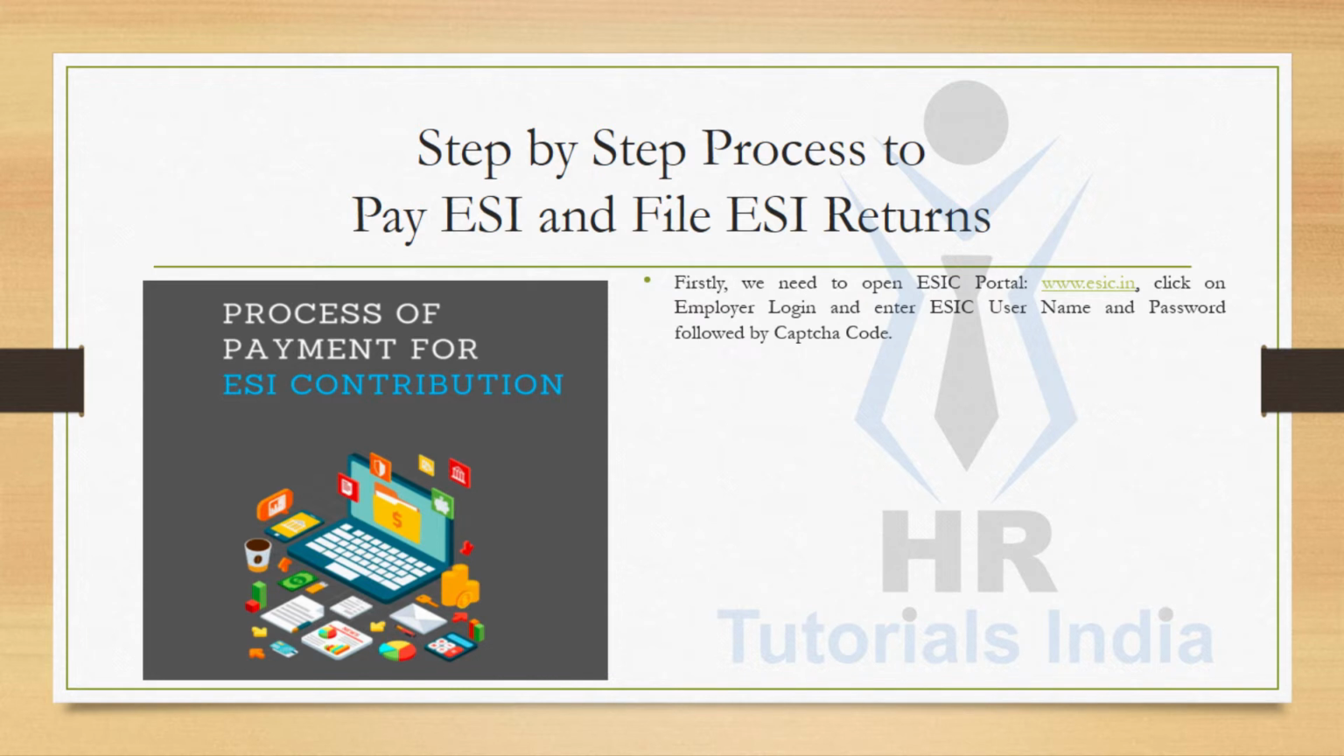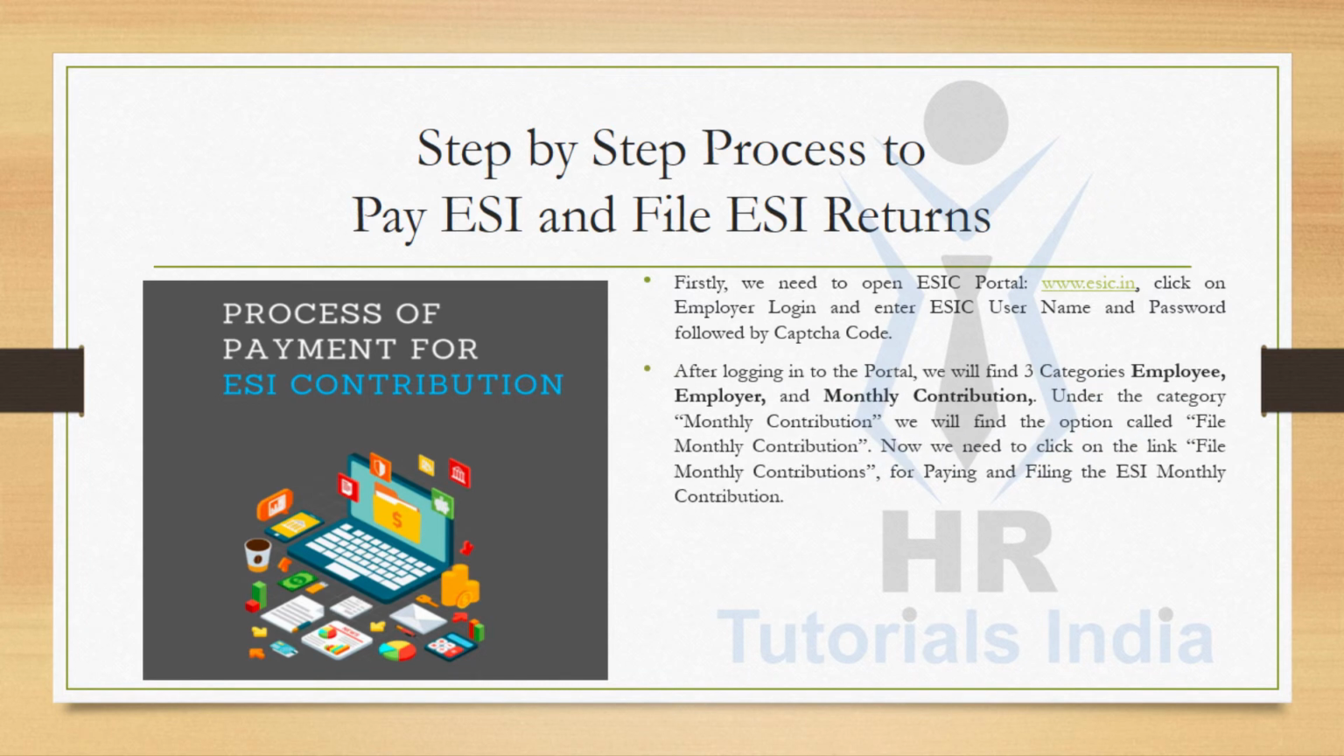Firstly, we need to open the ESI portal www.esic.in. Click on Employer Login and enter ESI username and password followed by CAPTCHA code. After logging into the portal, we will find three categories: employee, employer and monthly contribution. Under the category monthly contribution, we will find the option called File Monthly Contribution. Now we need to click on the link File Monthly Contribution for paying and filing the ESI monthly contribution.